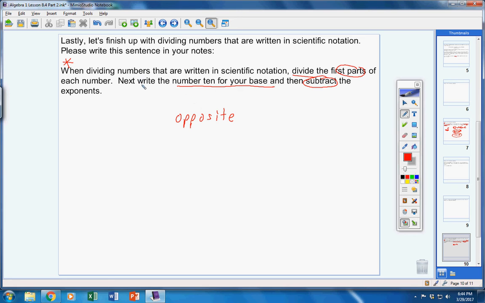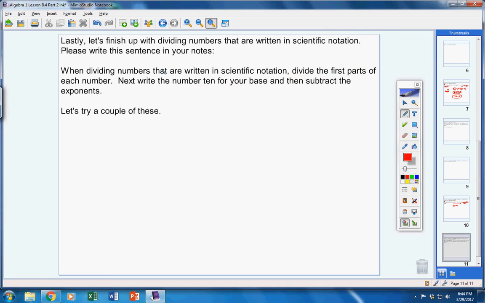If you need more time to copy this, I'll just pause the video. Now, let's try a couple of these, okay? So here we go. Let's say I have 1.3 times 10 to the 5th power divided by 1.2 times 10 to the, I don't know, 7th power. Okay? Now, I have a scientific notation number here, a scientific notation number here.